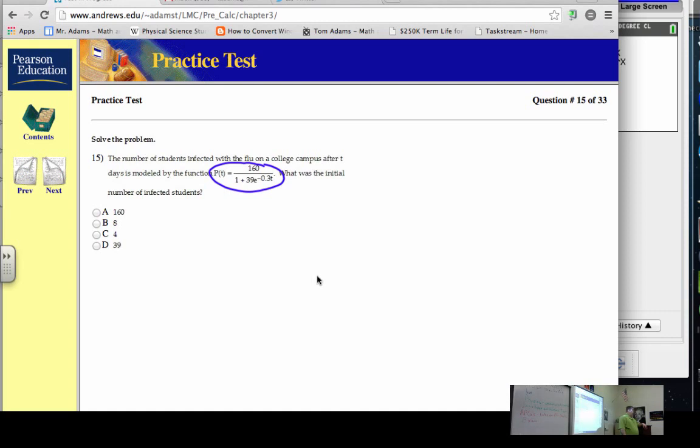What does t represent in this function? This is a function of t. What does t represent? Yeah, well, it's time, right? It could be days. But yeah, it is days because it says t is days. But really the reason they use t is that it's time. Now, the initial value occurs at how many days? At 0 days. So what we're interested in is when t equals 0.